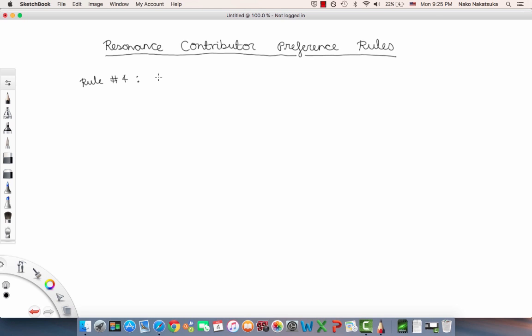So in rule number 3, we said the most significant contributor has the least number of avoidable formal charges, right? But in the case that you can't avoid the formal charges, we have to figure out which one is the lesser of the evils. So let's see. When you have a negative formal charge, it's best on atoms of high electronegativity. So for example, you would prefer to have an O- versus a C-.